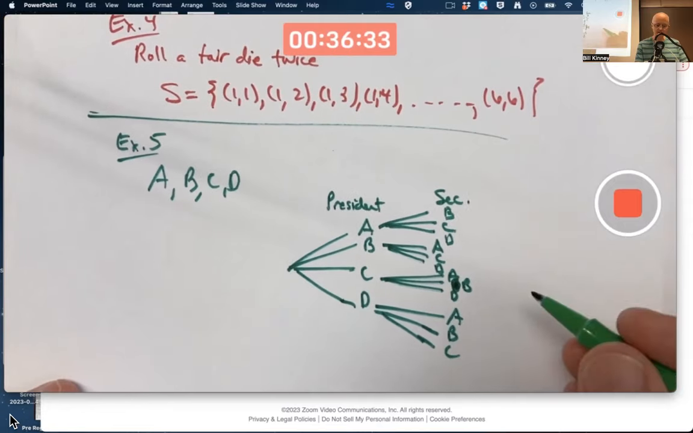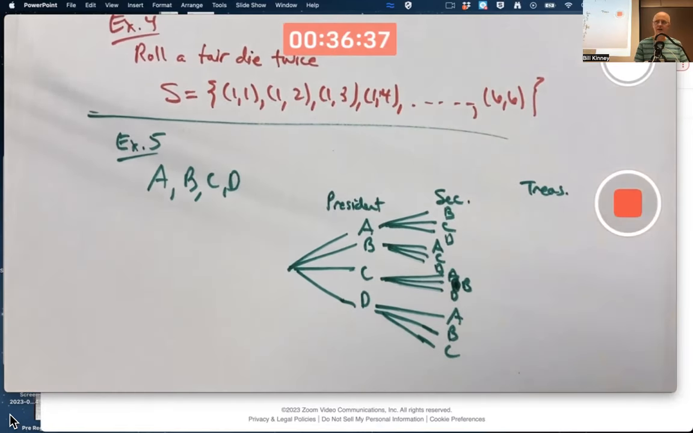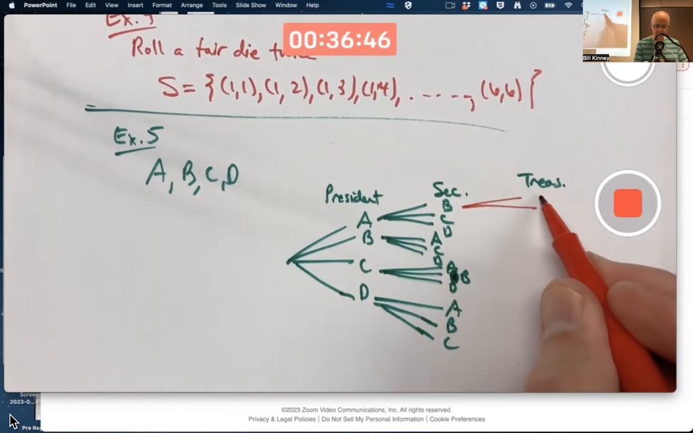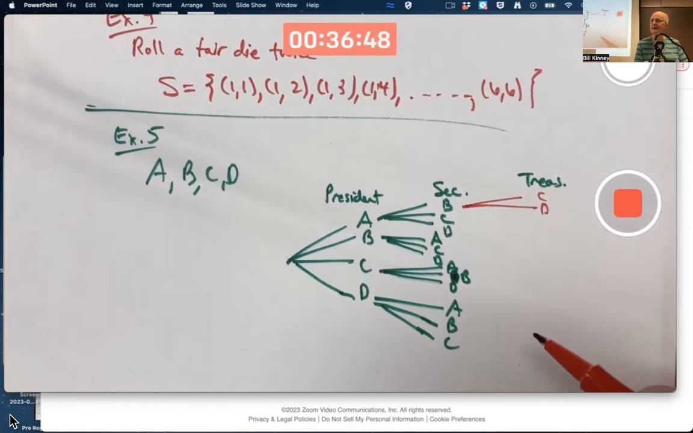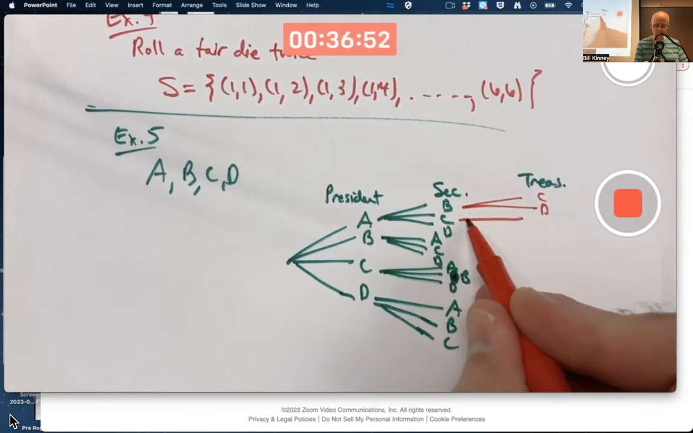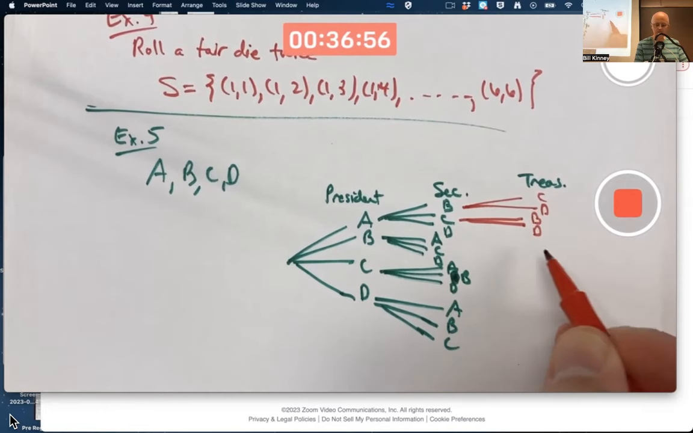Finally, you have to select the treasurer. I won't draw the entire diagram. If A is president, B is secretary, you've got two choices for treasurer, C and D. If A is president and C is secretary, you've got two choices for treasurer, B and D, etc.